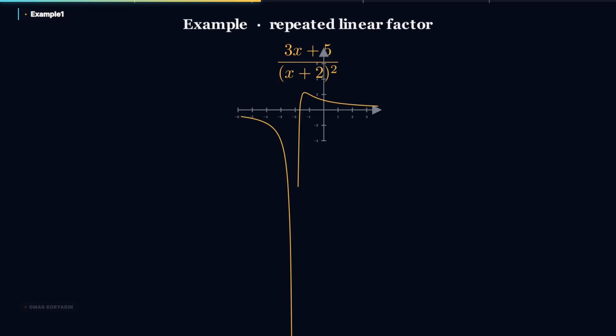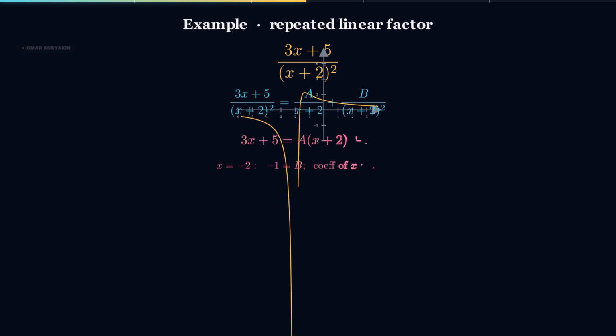Decompose 3x plus 5 over x plus 2 squared. The denominator is a repeated linear factor, x plus 2 squared, so the decomposition has two terms, a over x plus 2 plus b over x plus 2 squared. Set up the decomposition. Clear denominators by multiplying through by x plus 2 squared. The equation becomes 3x plus 5 equals a times x plus 2 plus b.